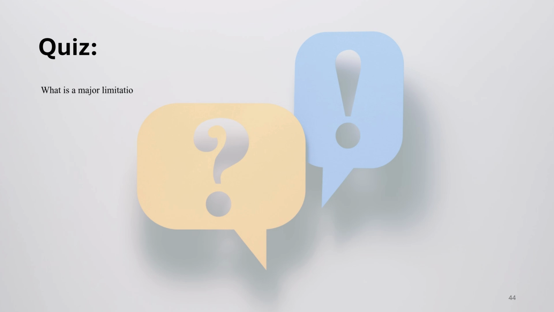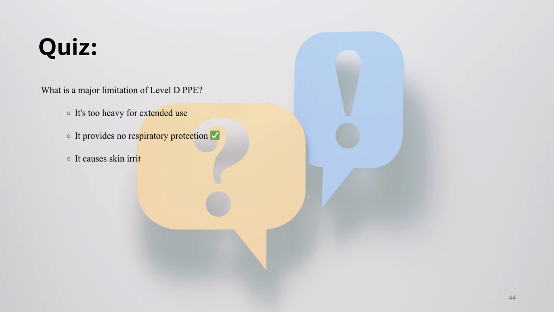Quiz. What is a major limitation of Level D PPE? It's too heavy for extended use. It provides no respiratory protection. It causes skin irritation. It can only be used in nuclear facilities.